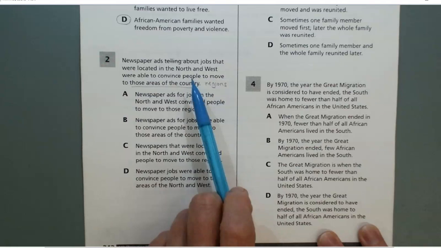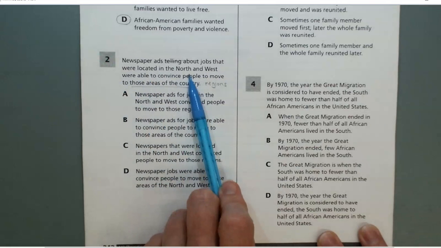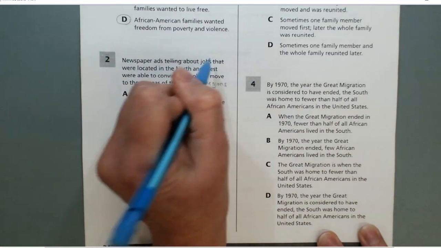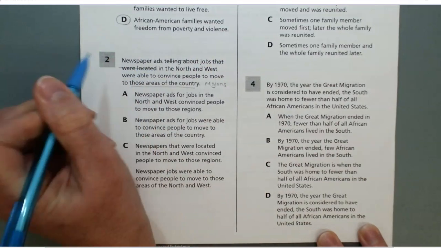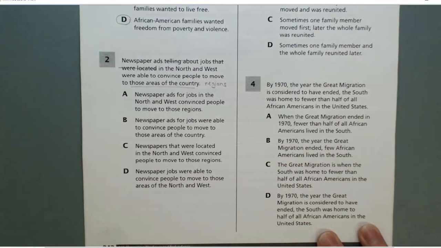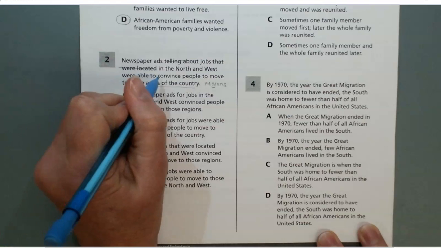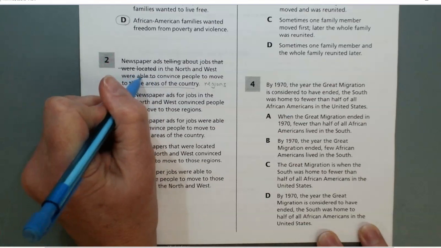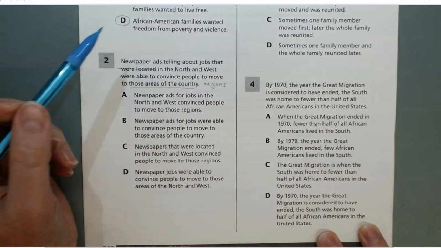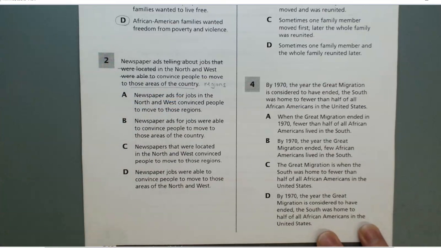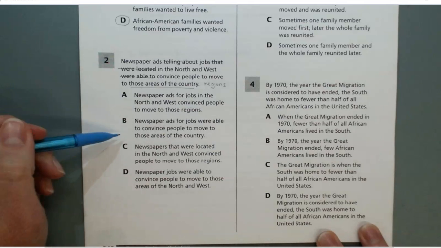That were located in the North and West becomes in the North and West, taking out unnecessary stuff, so that's reasonable. Were able to convince just becomes convinced. People to move to those regions. So what do we think? I think yes.